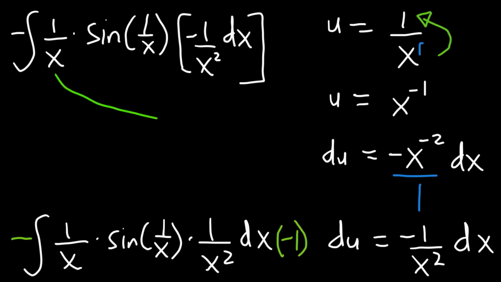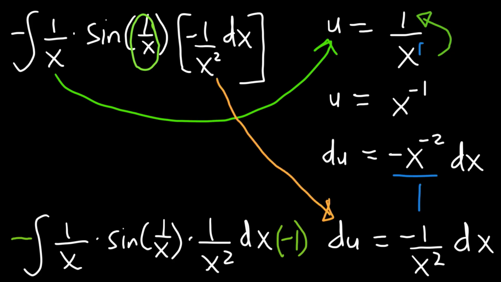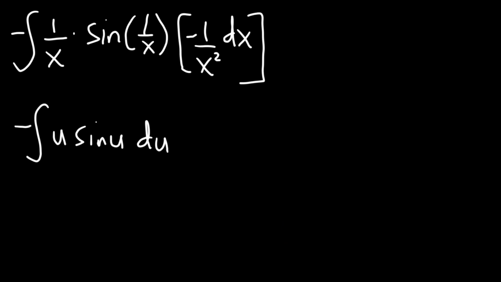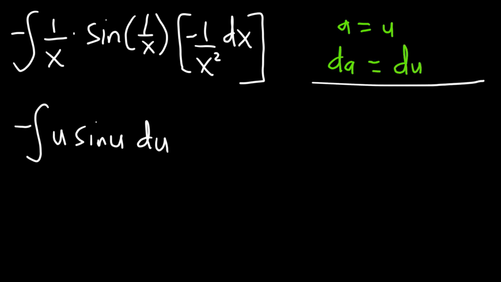So we shall replace 1 over x with u. Also we shall replace this with u, and then we shall replace this with du. So this will become negative integral of u times sine u times du. And at this point, we shall solve this integral using integration by parts. We shall set a to be equal to u. And if we differentiate this, dA will be equal to du. And then we shall set dv to be equal to sine u times du.